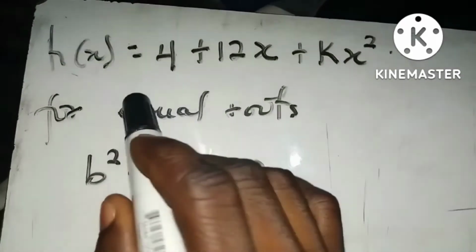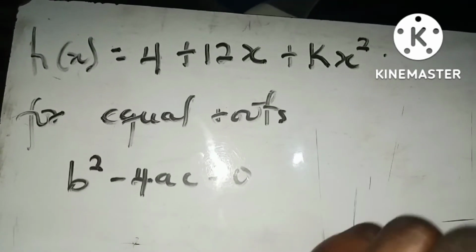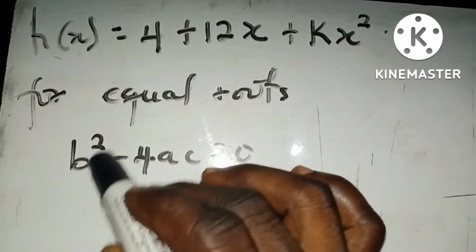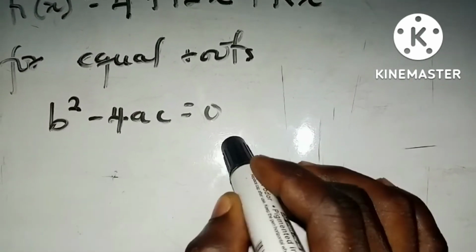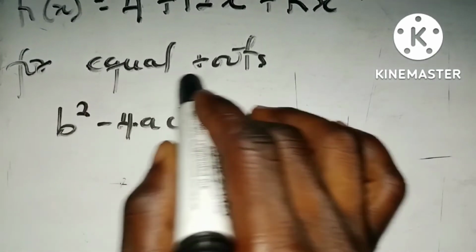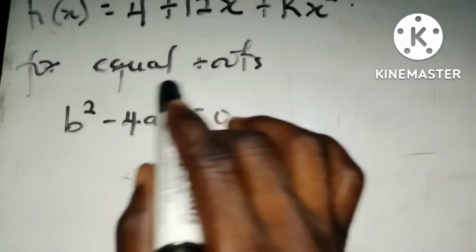So we are told that this has equal roots. Now, the definition of having equal roots is that b squared minus 4ac is equal to 0. So this is the condition for this quadratic equation to have equal roots.